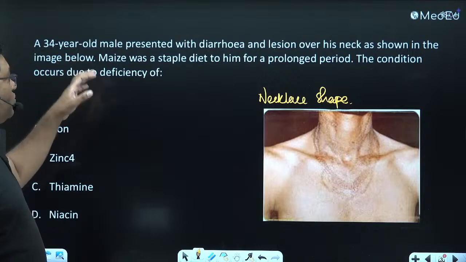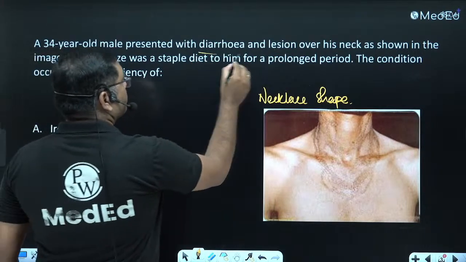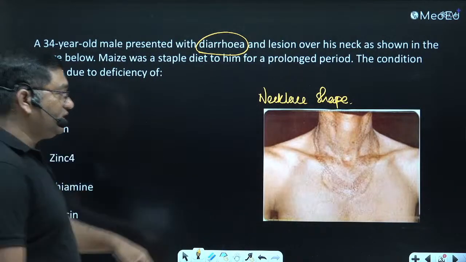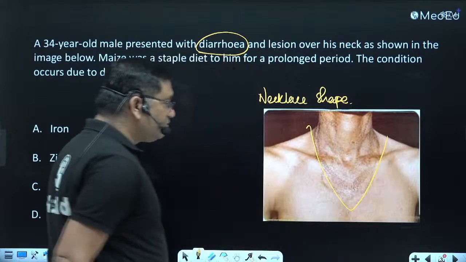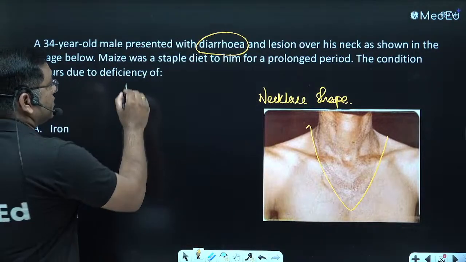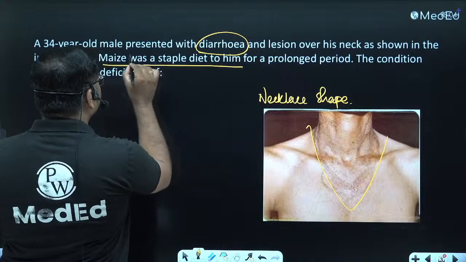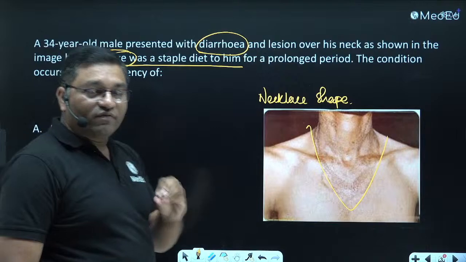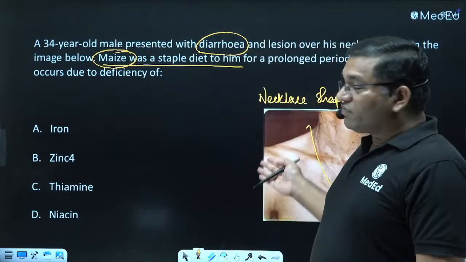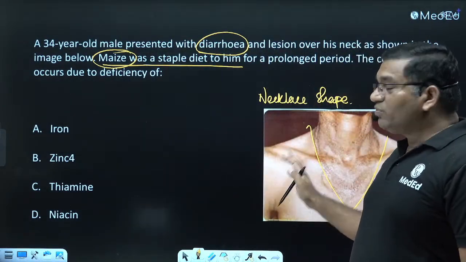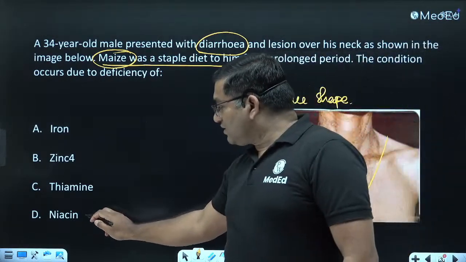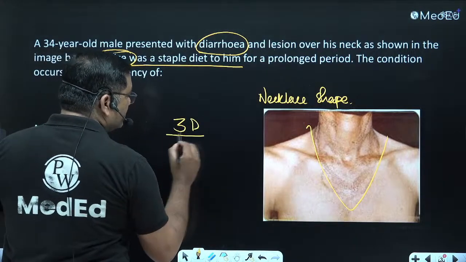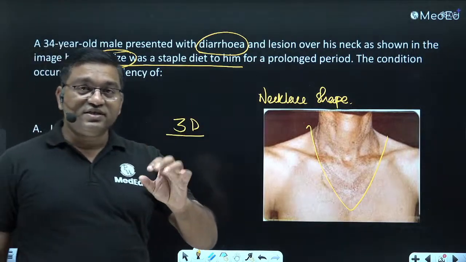Now read the question. A 34-year-old male presented with diarrhea and lesion over his neck as shown in the image below. See the lesion as shown in the image below. Maize was a staple diet to him for a prolonged period. The condition occurs due to deficiency of. Now this is a repeatedly asked question. This is already a PYQ. The answer is deficiency of niacin. Classical 3Ds: diarrhea, dementia and dermatitis. All of you know these 3Ds. These are the features of niacin deficiency.